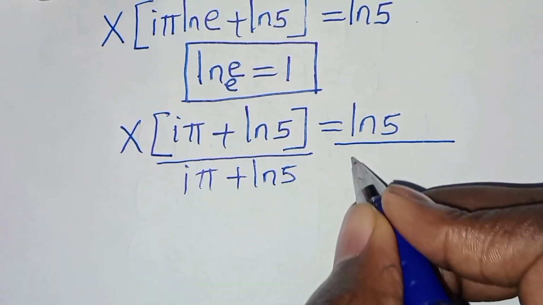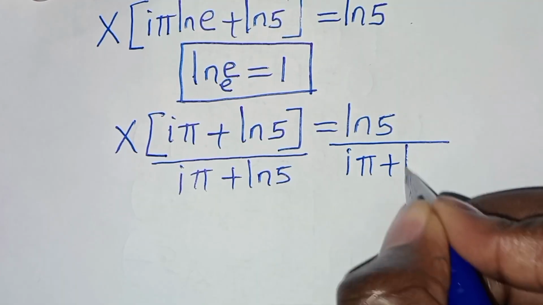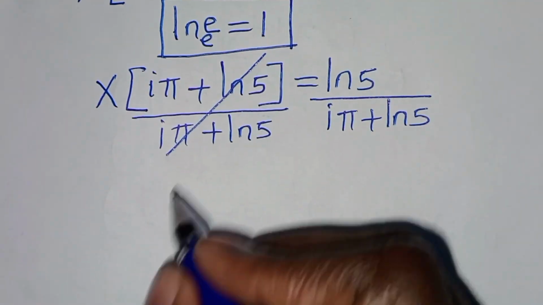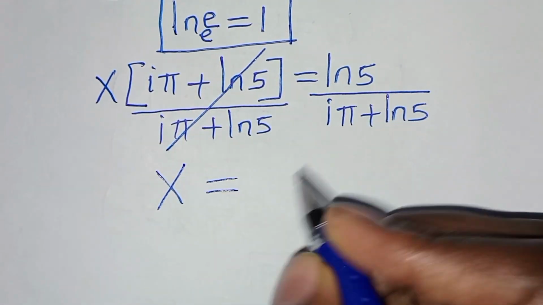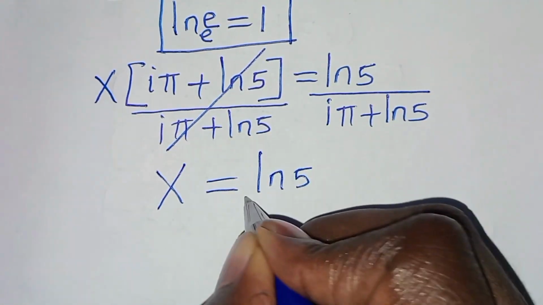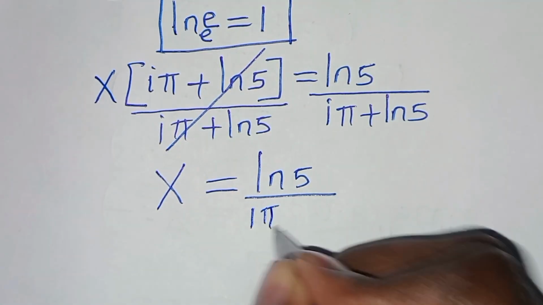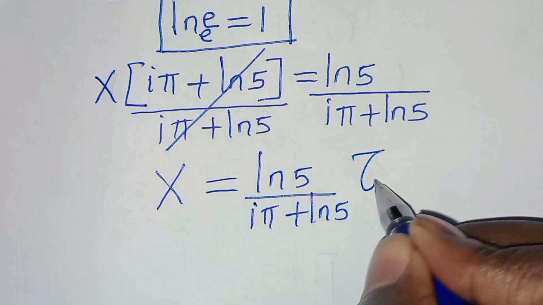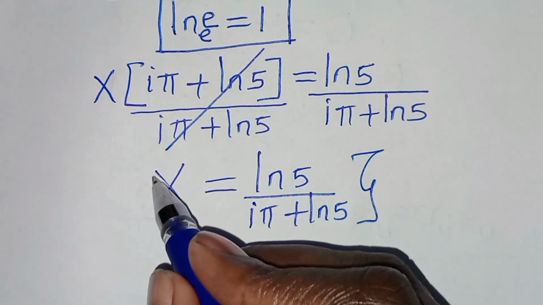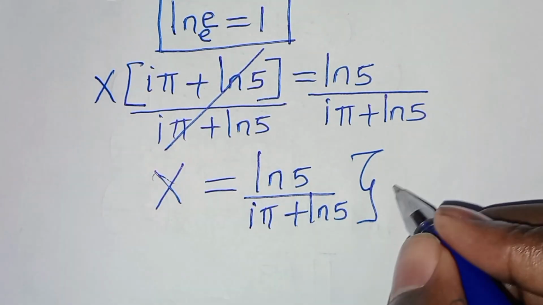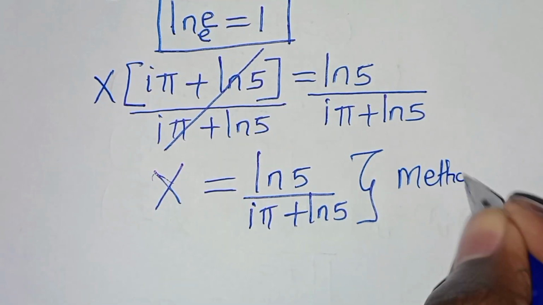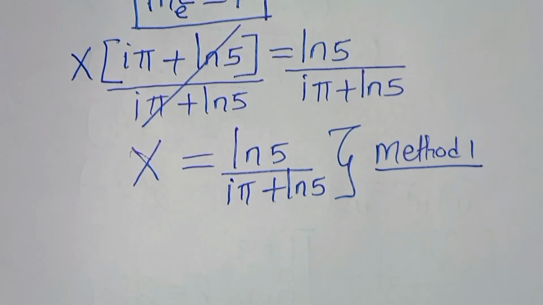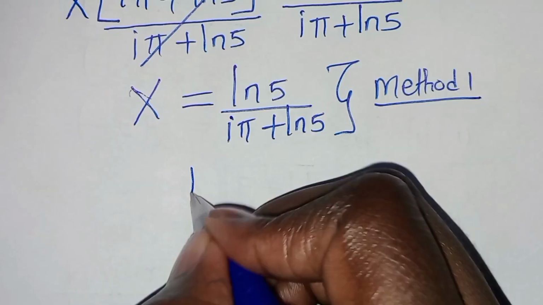Okay, so here we have i pi plus ln of 5. So let's simplify here. And this implies that x is equal to ln of 5 divided by i pi plus ln of 5. So this is the solution. This is the value of x by applying method 1. So let's proceed to method 2. That is method 2.